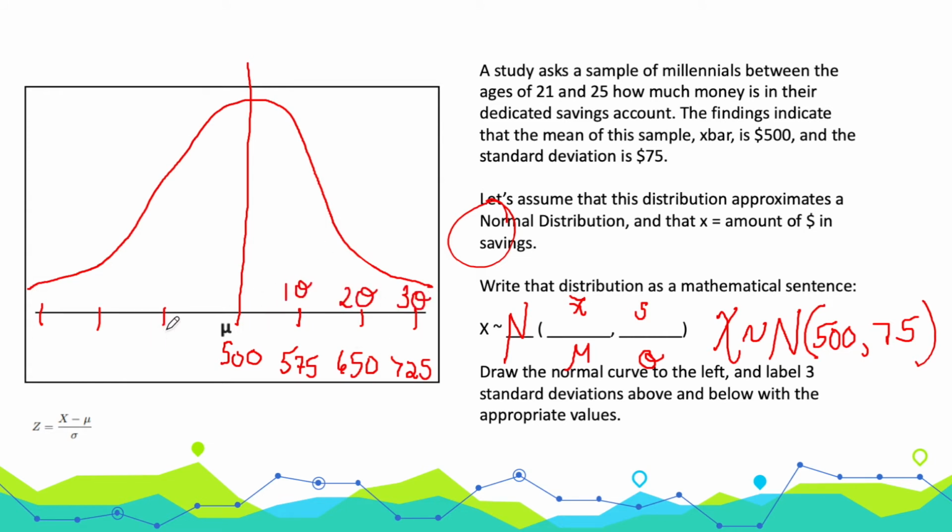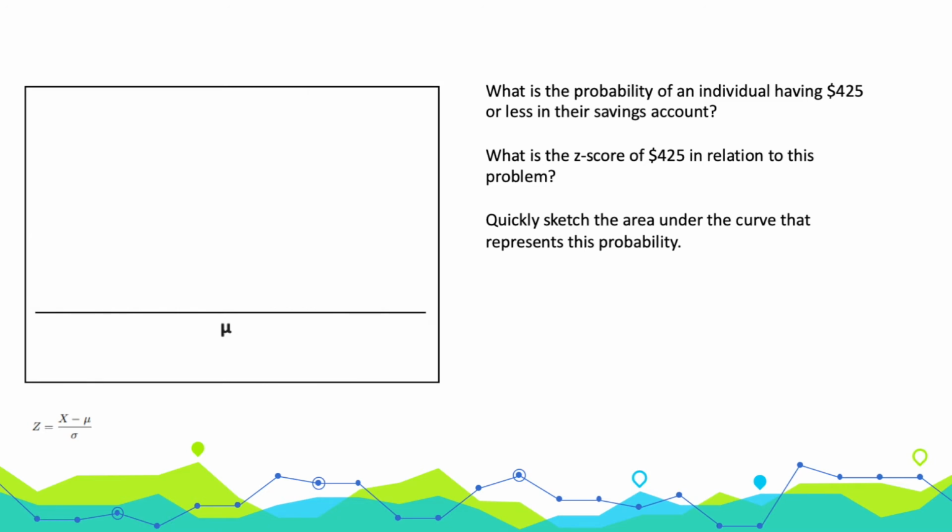Now let's label the 3 standard deviations below the mean. What's 500 minus the value of 1 standard deviation, 75? Great. Let's continue. What's 425 minus 75, the value of the standard deviation? Perfect. And now let's go one more standard deviation. What's $350 minus $75? Awesome. We've now labeled 1 standard deviation below the mean, 2 standard deviations below the mean, and 3 standard deviations below the mean. Now let's practice calculating probability.